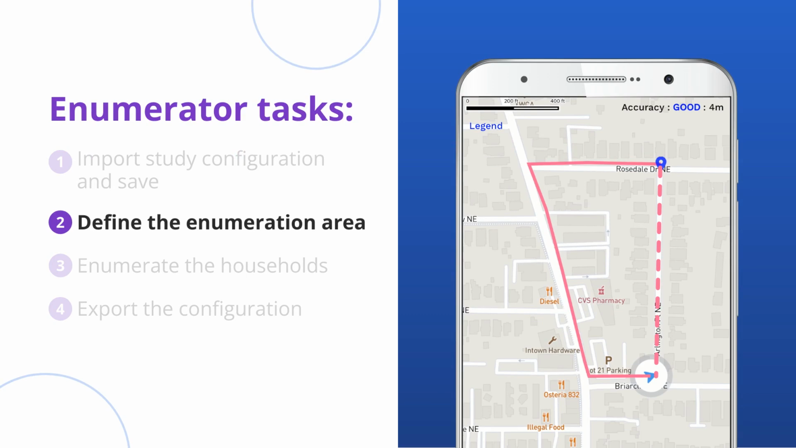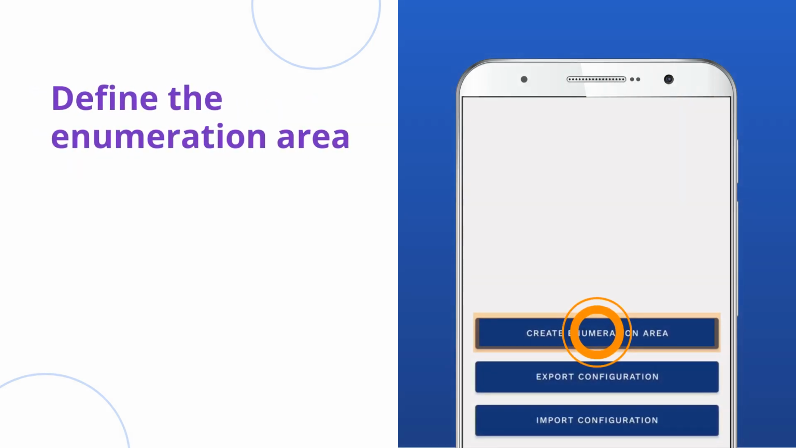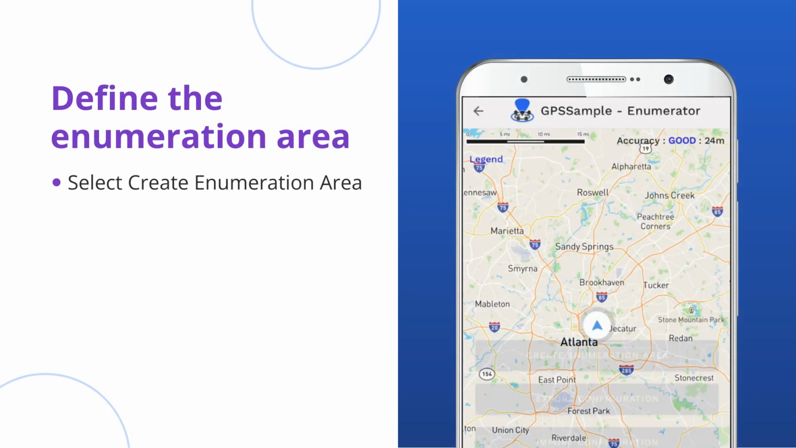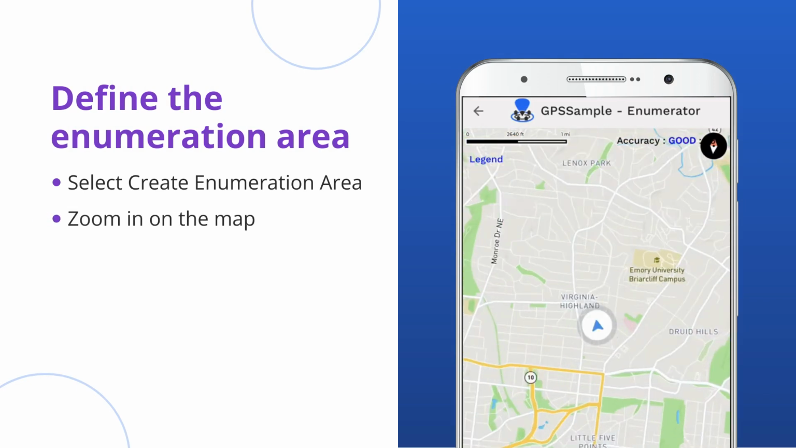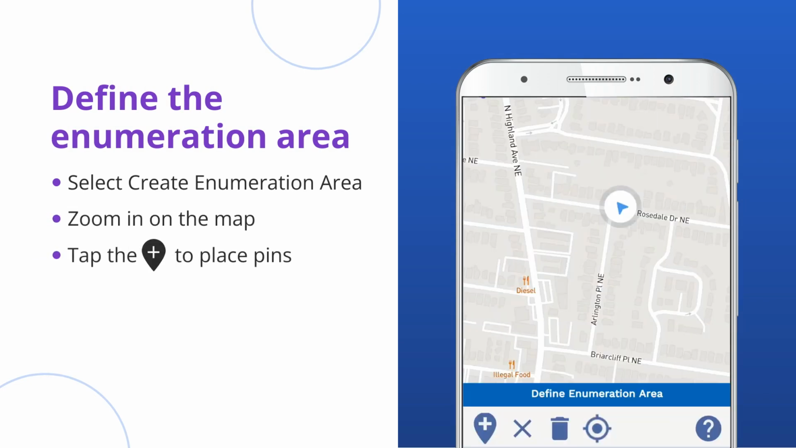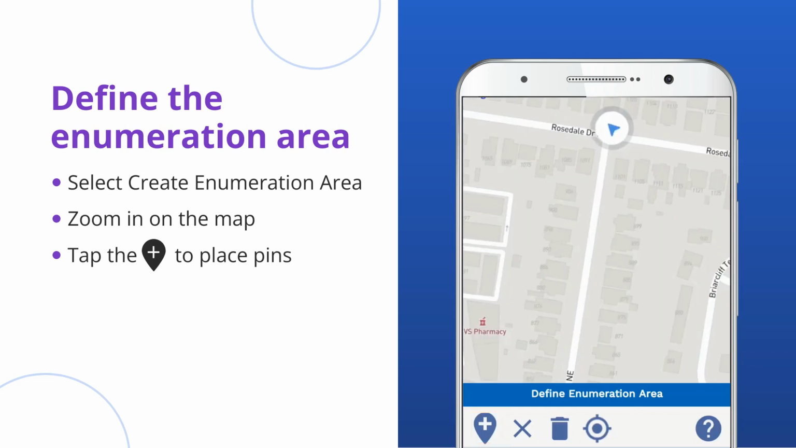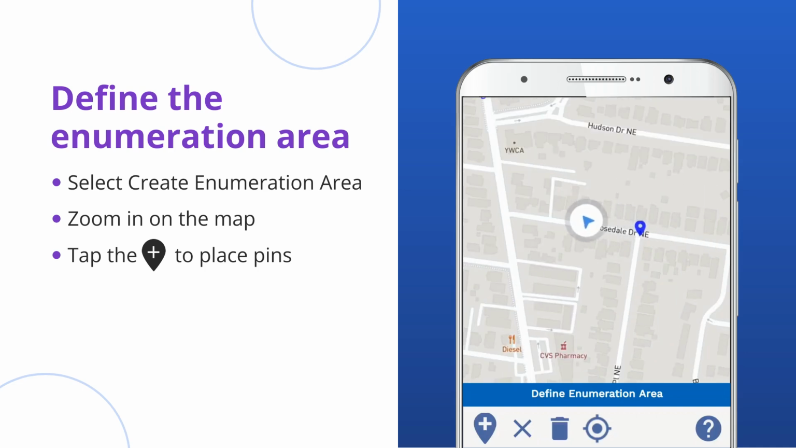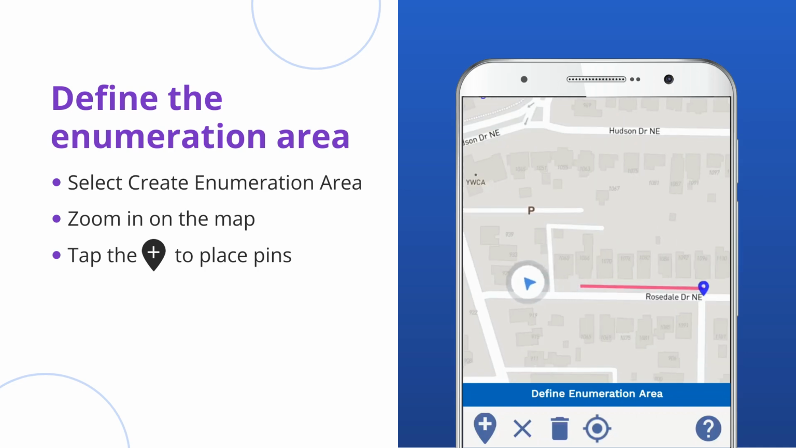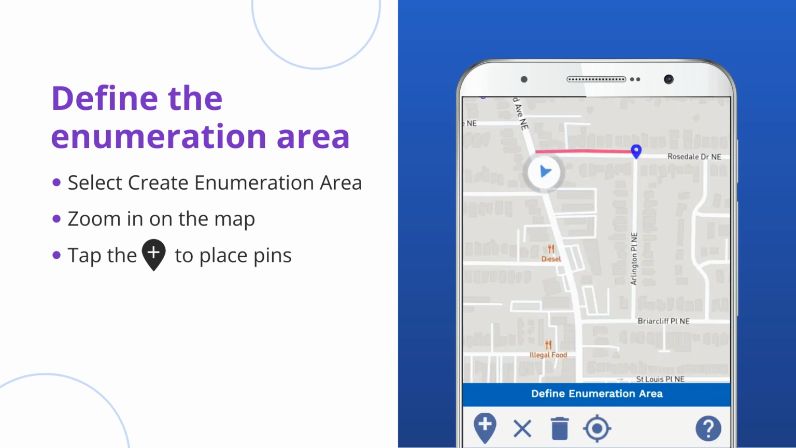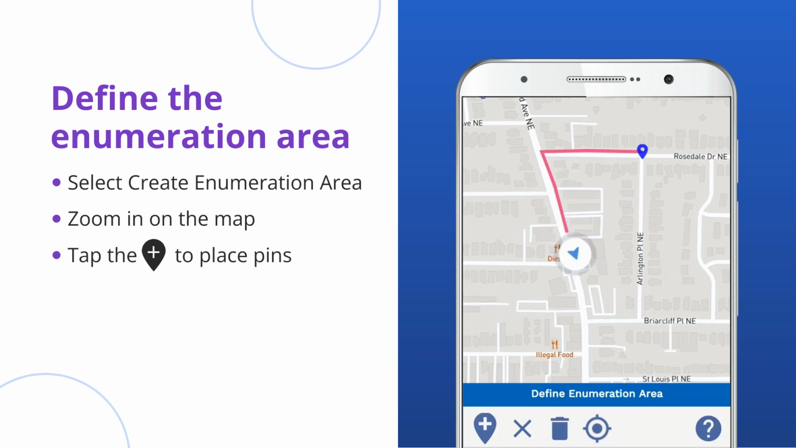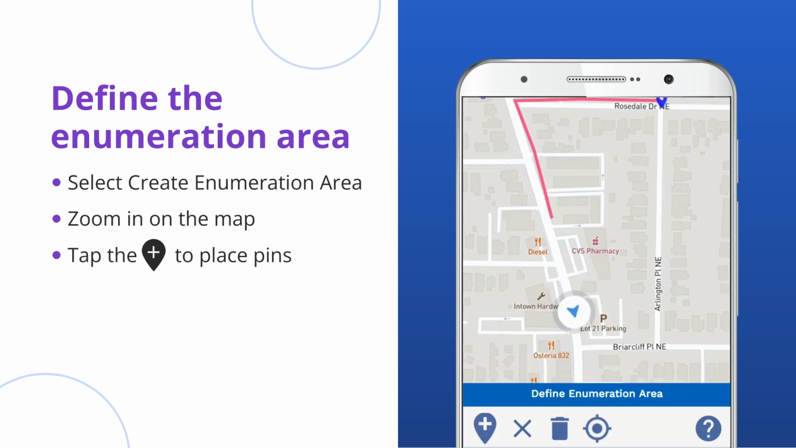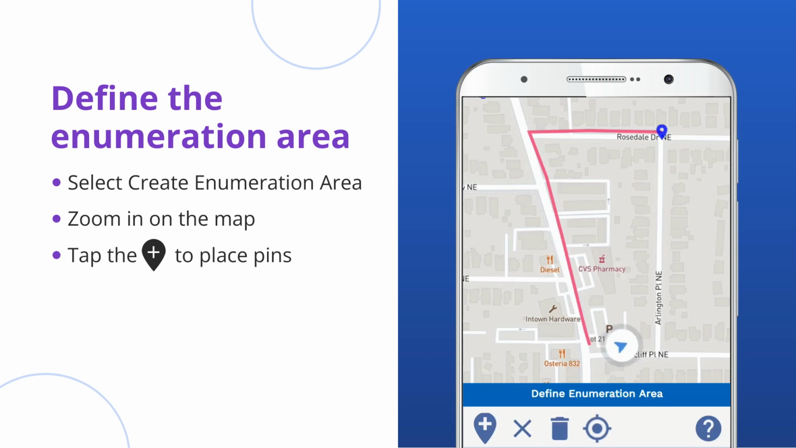To define the enumeration area, you will walk around the perimeter of the cluster. Select Create Enumeration Area and zoom into your location. To place the first pin, tap the plus icon at the bottom of the screen. Walk to the end of the street, then tap the same icon to place the next pin. You'll see the boundary of the area with the red line. Continue walking, placing a pin often if your path curves or each time you turn a corner until you are ready for the first and last point to be connected.